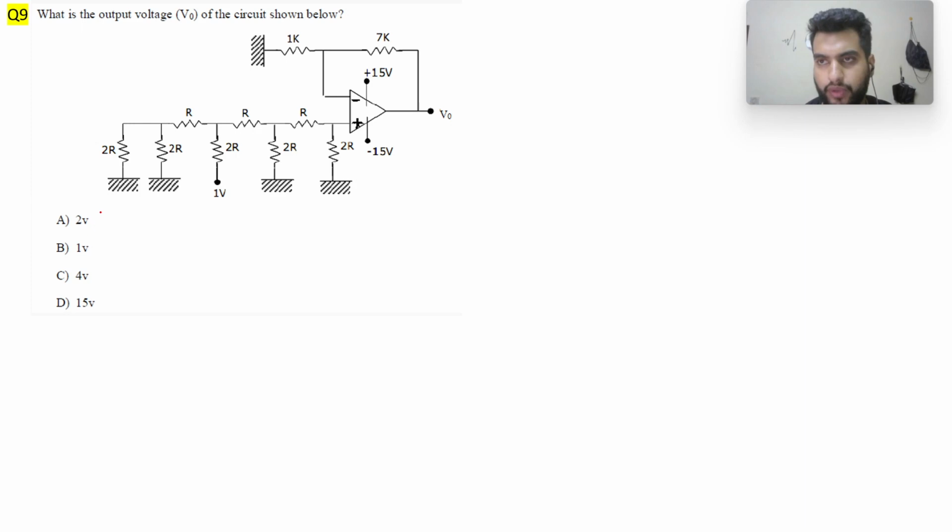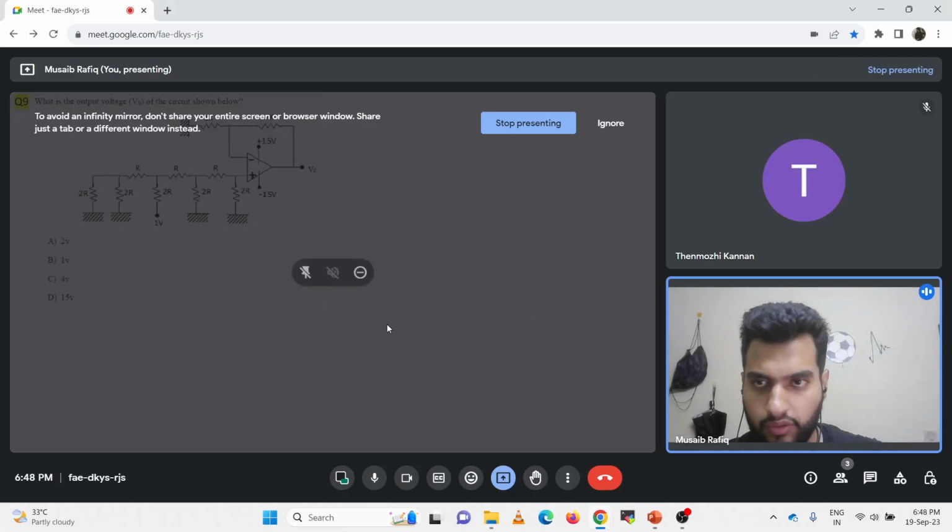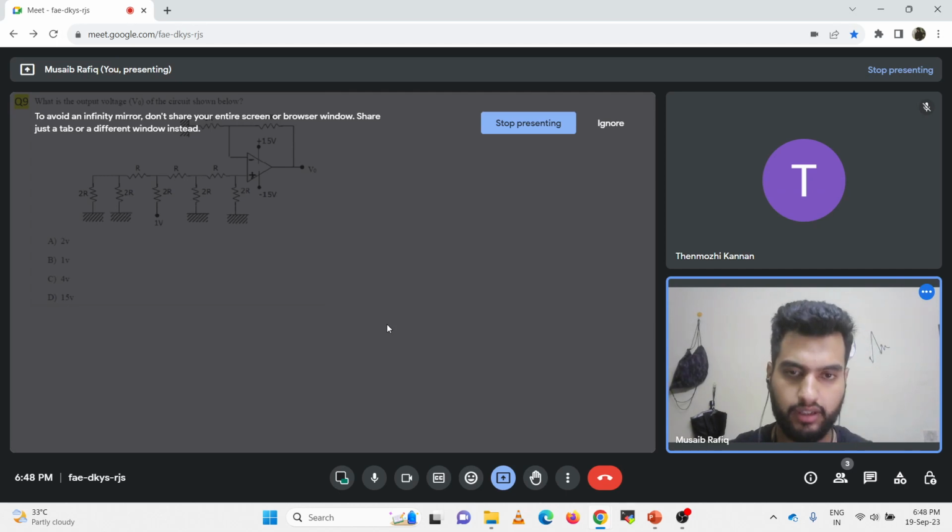There are two ways of doing it. One is a simpler way, just using the formula, and the other is the elaborate circuit analysis. Whatever pleases you, you can try it. It will take 3 to 4 minutes. I'll give you 3 to 4 minutes. Till then I'll have a short break. Once I come back, I'll show you the solution.